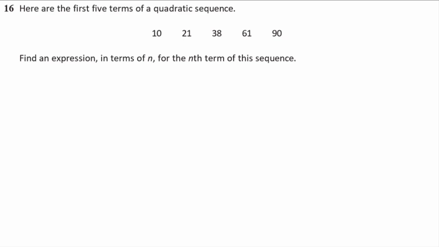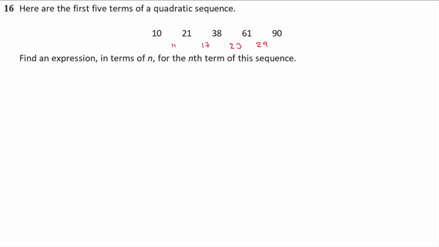Here are the first 5 terms of a quadratic sequence. Find an expression in terms of n for the nth term of this sequence. Okay. Now, the most popular way for this to be taught, I believe, is looking at second differences and using a kind of a convoluted way of piecing those two together. So the first differences here, for instance, are going to be 11, 21 take away 38 is 17, 38 taken away from 61, that is 23, and 61 taken away from 90, that is 29.